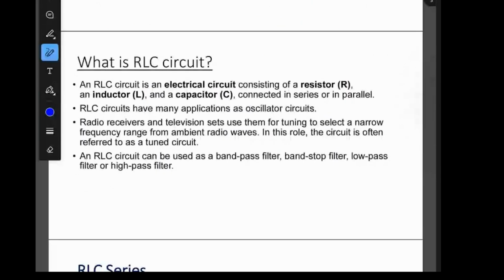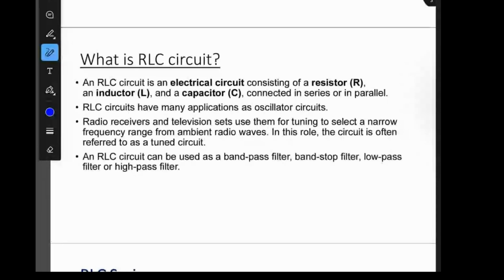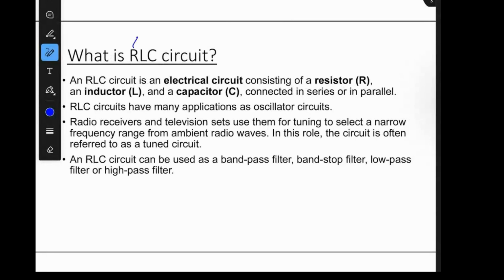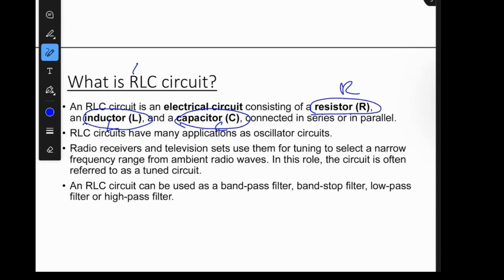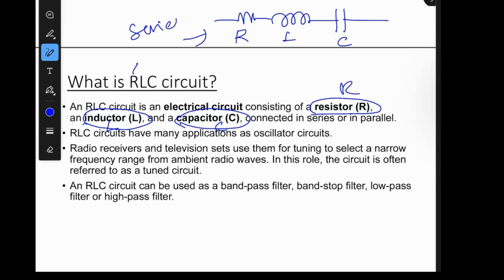Now we start with what is an RLC circuit. RLC comes from R for resistor, L for inductor, and C for capacitor. So a circuit that consists of R, L, and C we call an RLC circuit. For example, we have resistor, inductor, and capacitor. This one we call series. R, L, and C are connected in series.